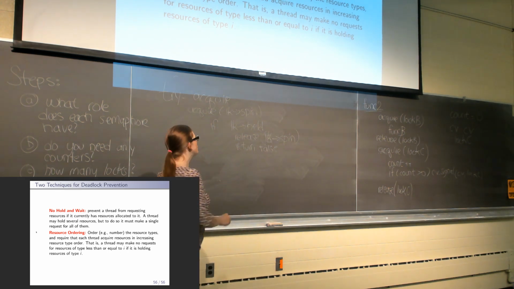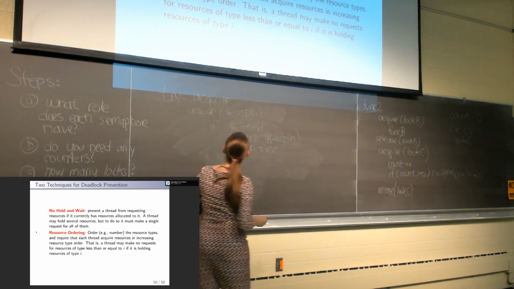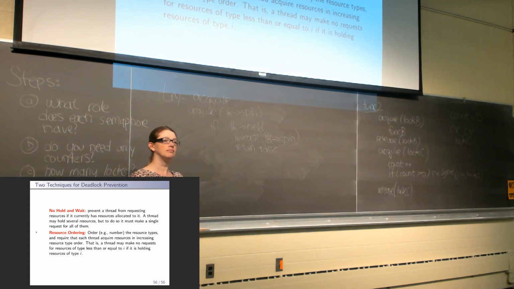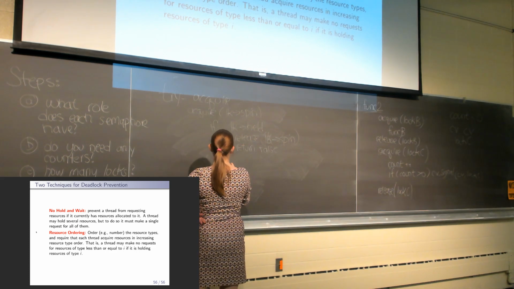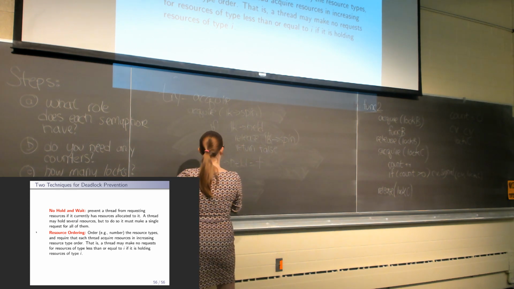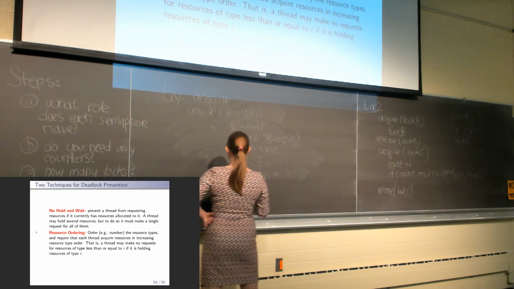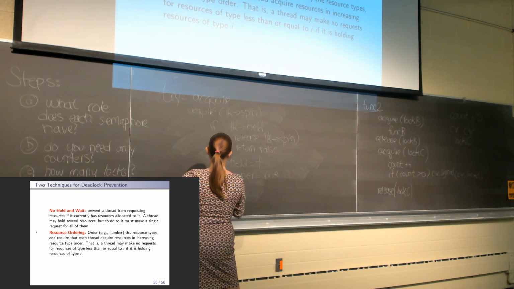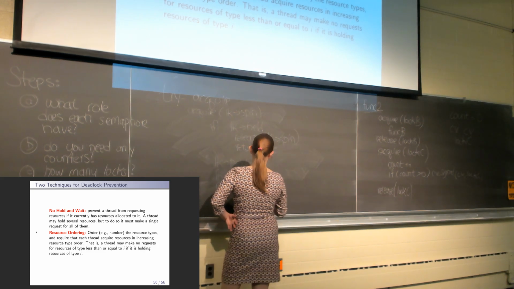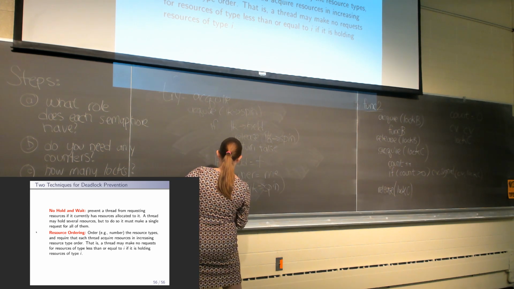But if the lock is available, we don't need an else here. So if the lock is available, then what I'm going to do is take the lock. I release the spin lock now that I have taken the lock. And then I return true.